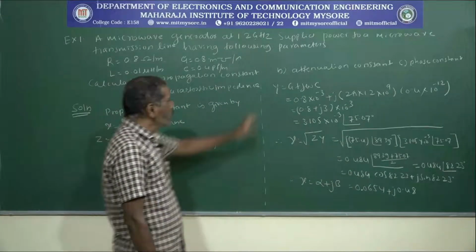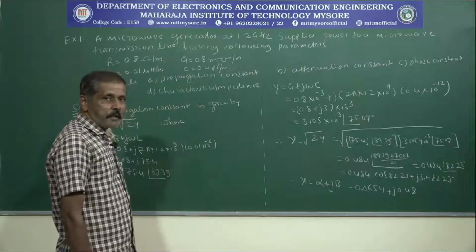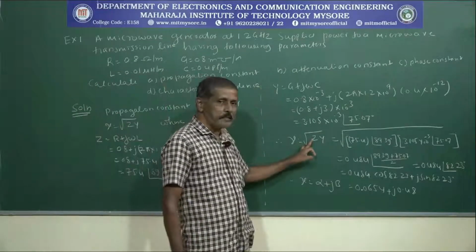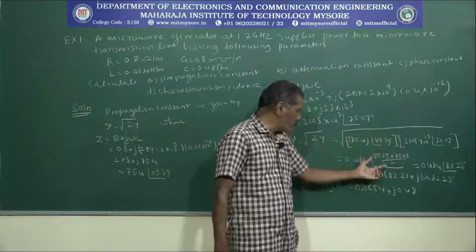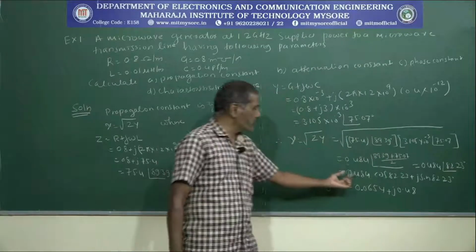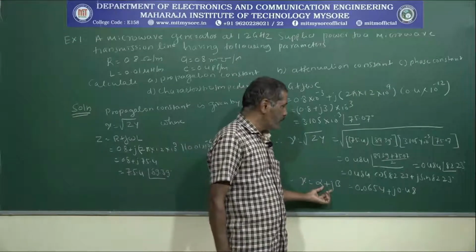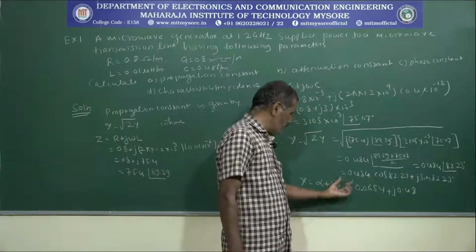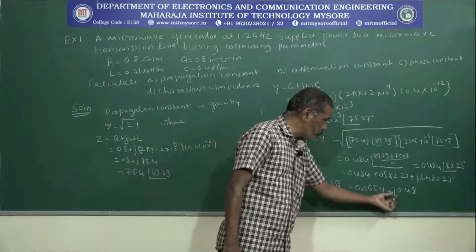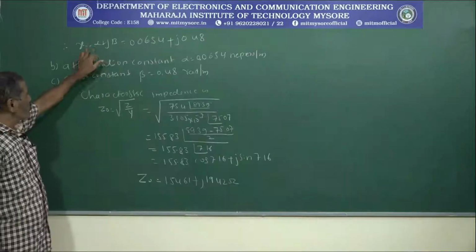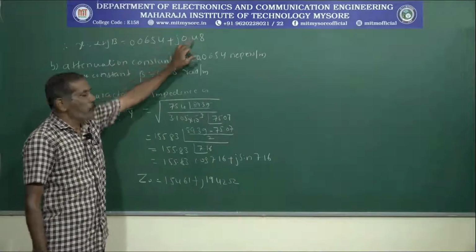Okay, once again I am repeating. So gamma is equal to root of z into y. Z you have calculated from these equations and y you have calculated from these equations. Substitute the values of z and y in this equation, and if you simplify it, you will get this value. And now we know that gamma is equal to alpha plus j beta. So the value of gamma is equal to alpha plus j beta, that is 0.0654 plus j 0.48.